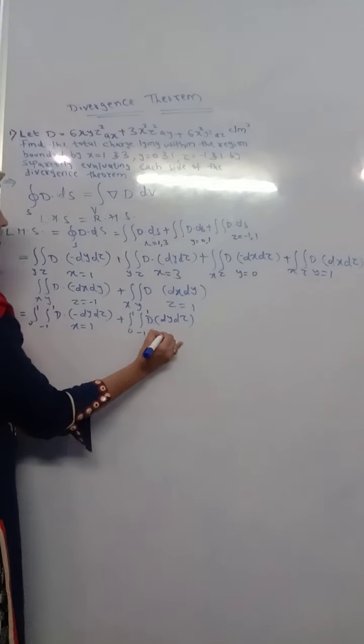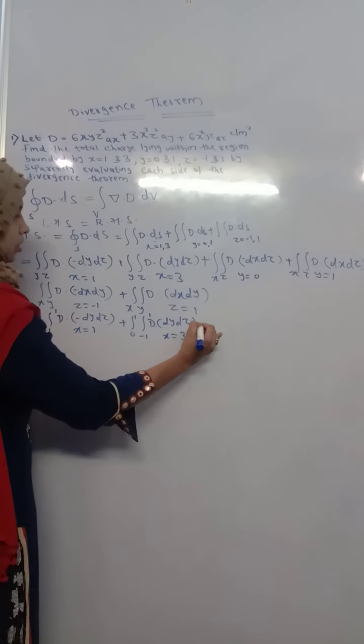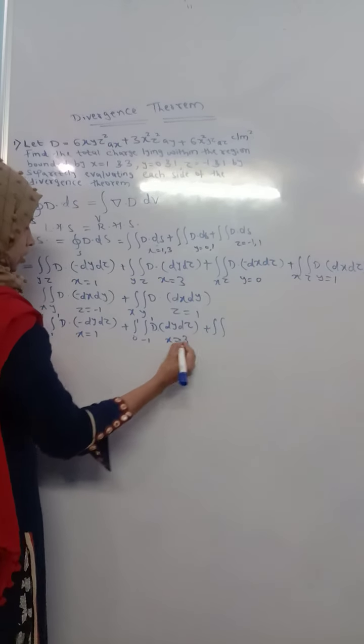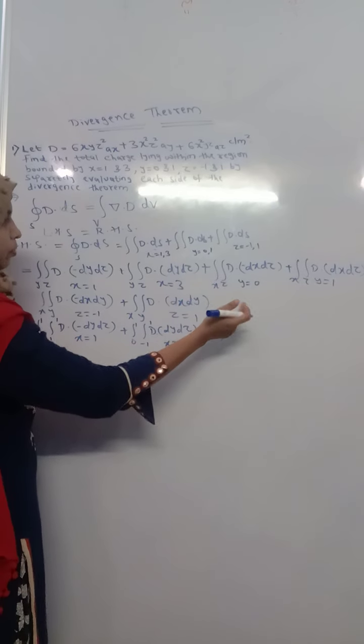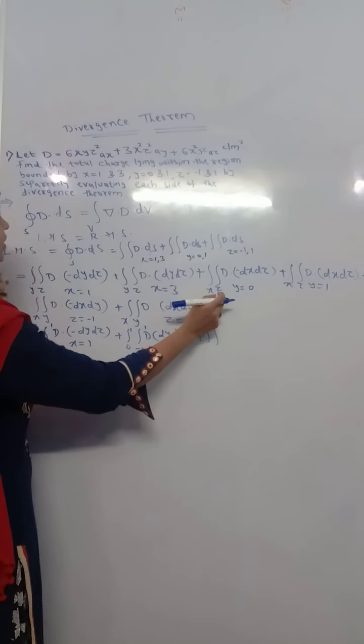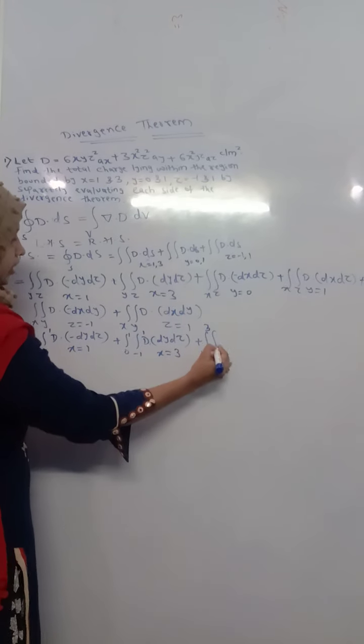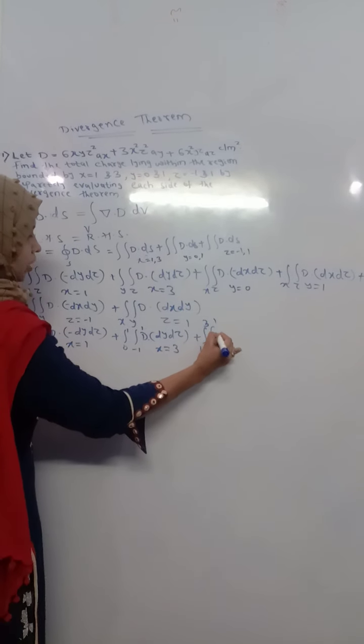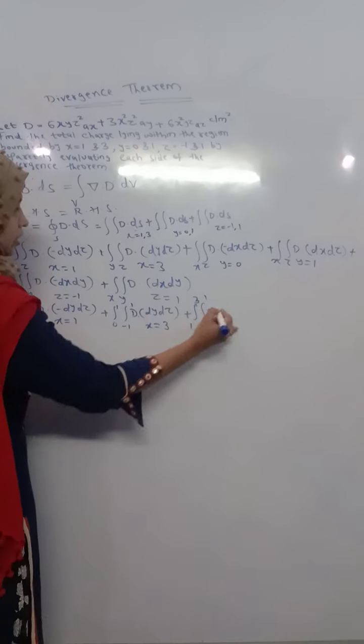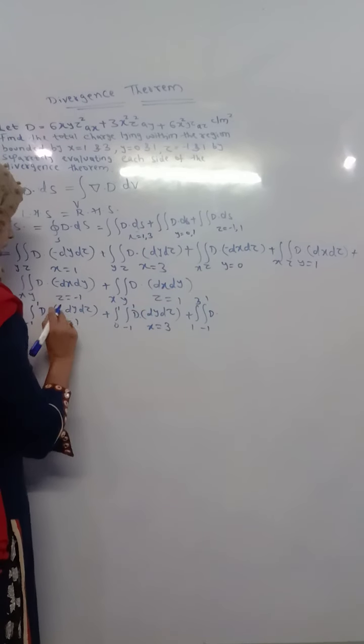Here my x will be 3. Similarly, come to the next part, that is y, which I am interested in. So for x and z, x is 1 and 3, and z is minus 1 and 1. So d will be as it is, and here instead of minus, take plus.